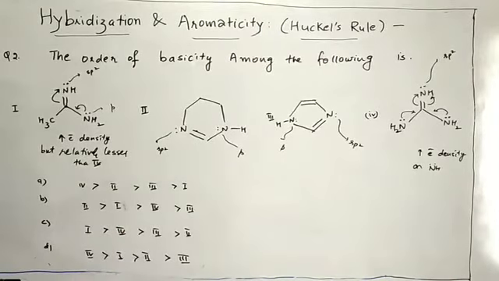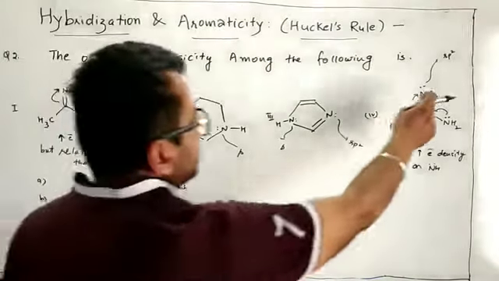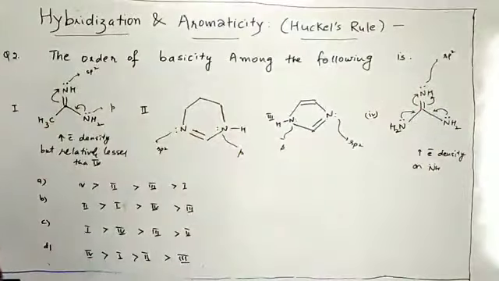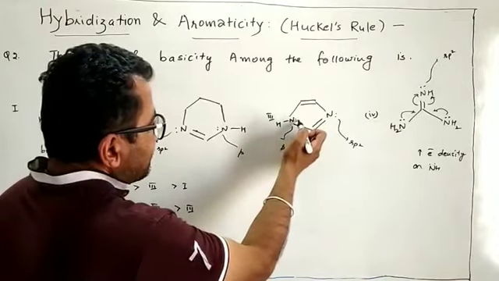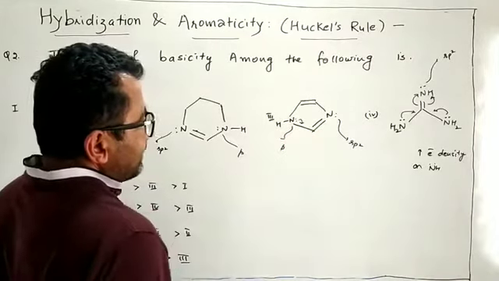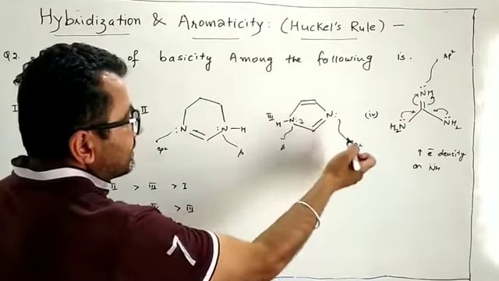Then we have to move to compounds number 2 and 3. Out of all these 4 compounds, only the fourth compound has the maximum electron density on the nitrogen, which is responsible for the basic nature. So obviously number 4 will be the most basic out of these 4, because in these 2 compounds you can see this lone pair is present in p, it shifts like this, and it increases its electron density a little bit.